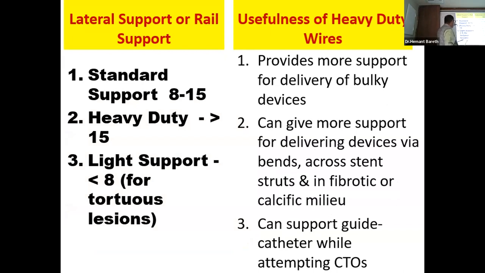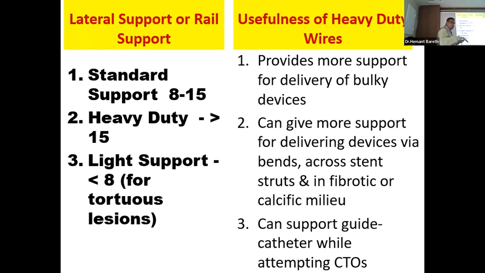Based on category of support, we divide wires into three categories. One is the standard support, which is anything between 8 to 15 gram that you require at that point to bend it. So if 8 gram at 100 mm bends it, then this is a standard wire. Between 8 and 15 is standard, more than 15 is heavy duty, and less than 8 is light support.